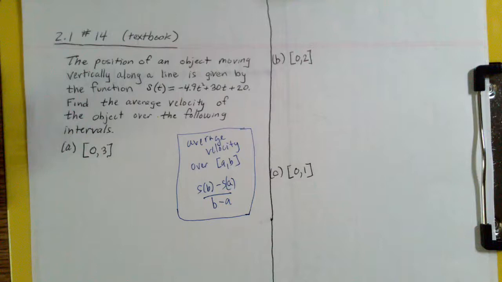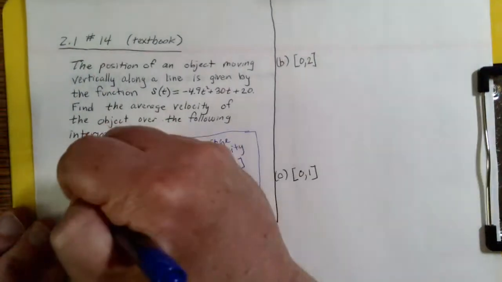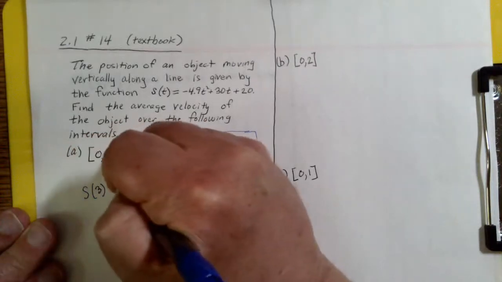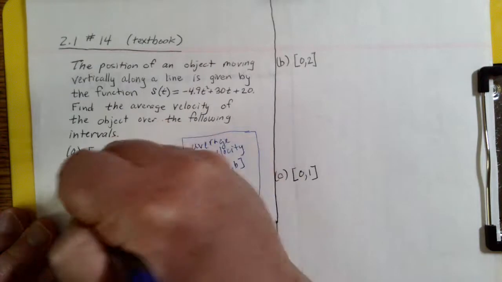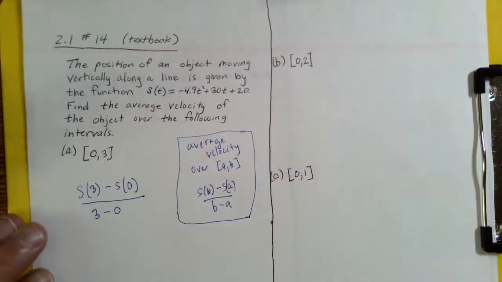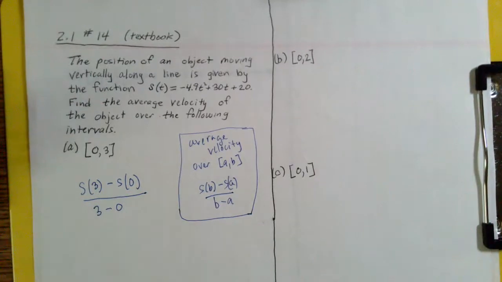And for this particular problem, they're asking us to do this over various intervals with the position function that they gave us. So for part A, we're looking for S of 3 minus S of 0 over 3 minus 0. And what we're going to do in this part, and actually we'll do something similar in the other parts, is to write out the expression and simplify it. And in this case, we'll get a number when we do that.